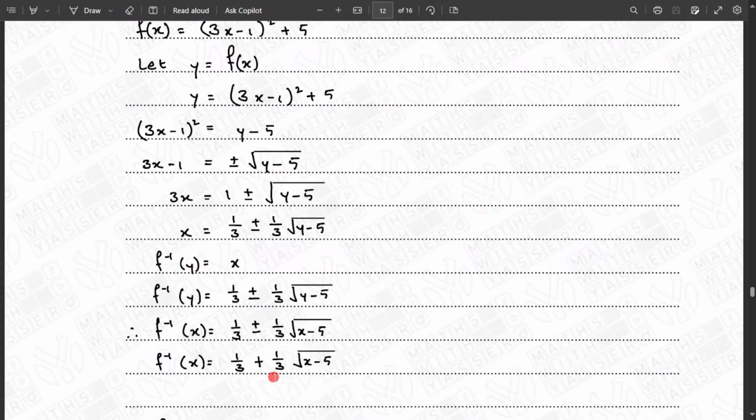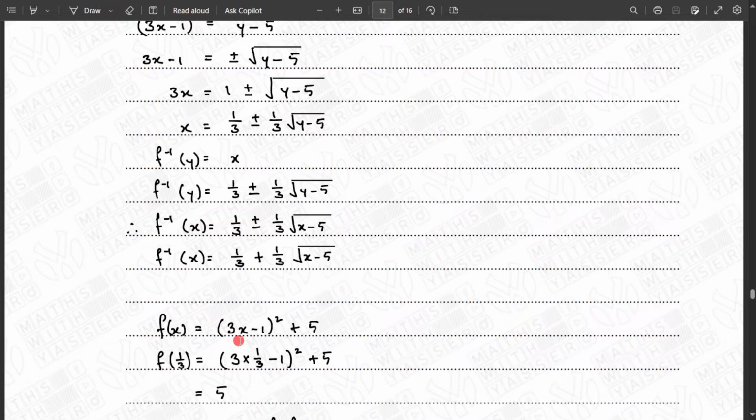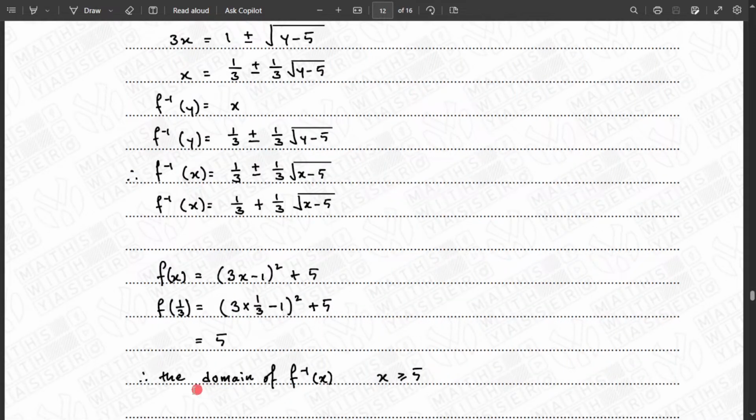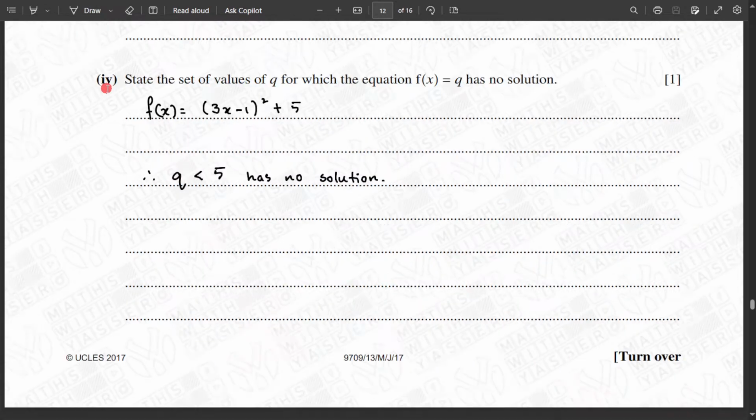Now we are left to find the domain of f inverse. We know that the domain of f inverse should be the range of f of x. So let's find the range of f of x. We know that x is greater than or equal to 1/3. So when we substitute the value of x as 1/3, we get f of x is 5. So that is the range of f of x. That means the domain of f inverse is x greater than or equal to 5.